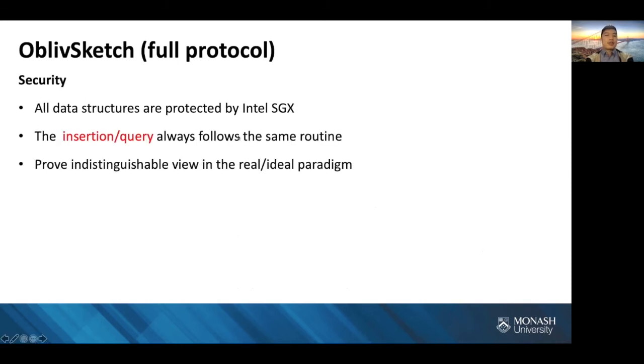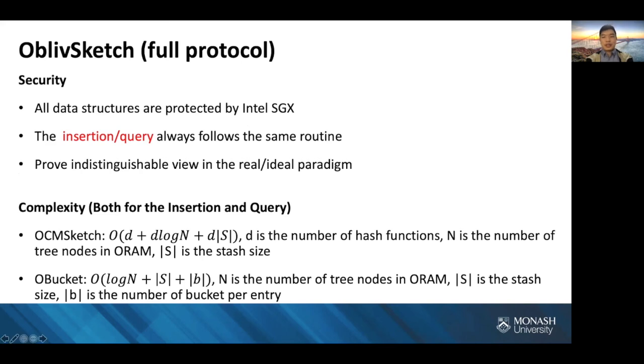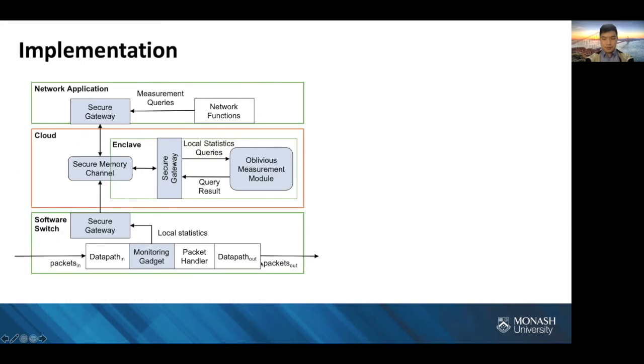The above data structures are all protected by ORAM and SGX, and we achieve data-obliviousness because the insertion and the query follow the same routine. Their complexity is also the same because they perform the same path of memory access, with a different access type to retrieve the result or to update the data structure.